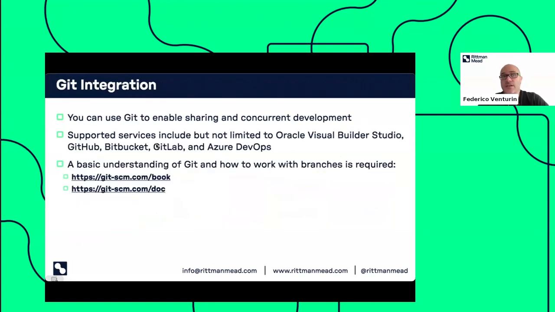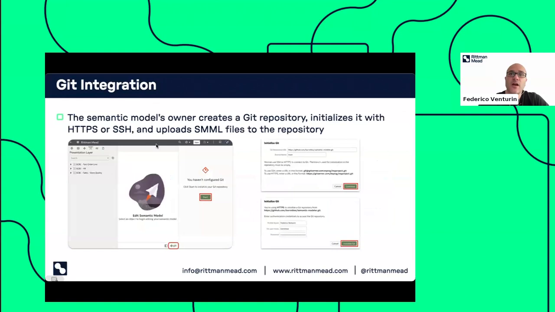Last but not least, we have out-of-the-box Git integration, which should make sharing and concurrent development easier compared to the past. How does it work? First, you create your semantic model. Then the owner of the semantic model has to create an empty Git repository.